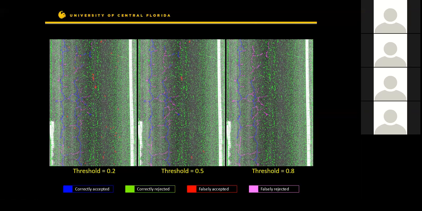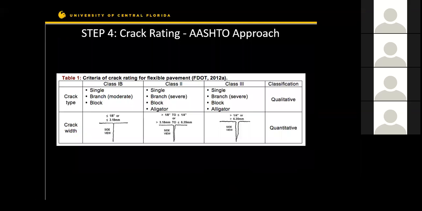On the other side, if we have a very insensitive network, we will miss a lot. You can see for threshold 0.8, we miss a lot of cracks, but we don't produce any false alarms. And these are the practical applications.